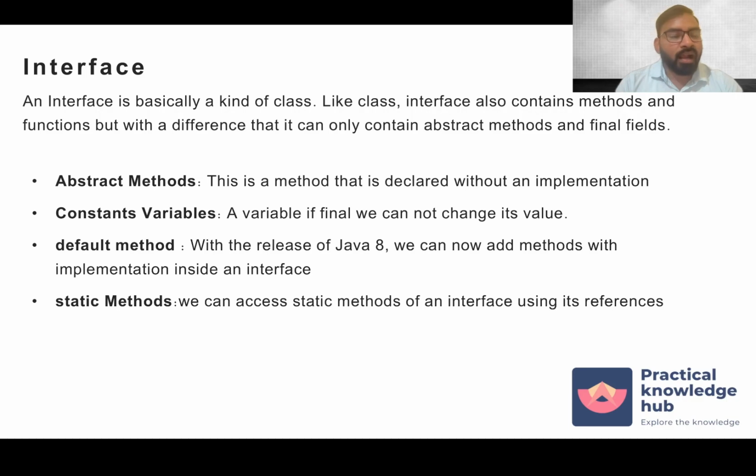Or we can say an interface is a kind of class which contains functions and some fields. These fields are final, the functions are abstract. An interface can contain abstract methods, constant variables, and from Java 1.8 onwards, we also have default methods and static methods. From Java 9, we can have private methods as well. So an interface in Java is a contract that defines a set of methods that a class must implement if it claims to implement that interface.